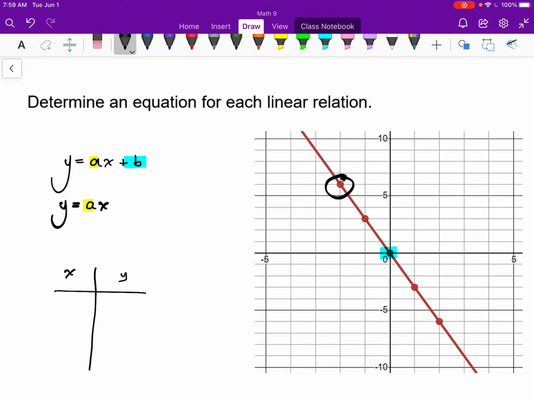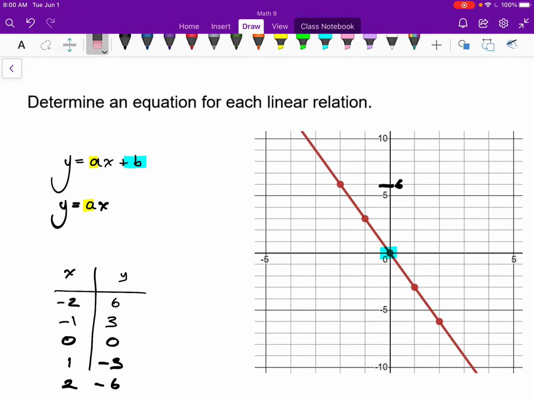Look at these points. For example, that point there, the x coordinate is -2, the y coordinate is 6. This point here, the x-coordinate is -1, the y-coordinate is 3. The center point is at 0, 0, and then I have 1, comma, -3, and this is more than enough, but I'll do one more. And I have 2, comma, -6.